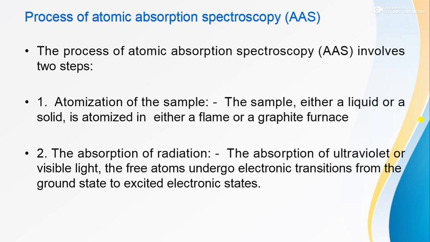Process of atomic absorption spectroscopy, AAS. The process involves two steps. 1. Atomization of the sample. The sample, either a liquid or a solid, is atomized in either a flame or a graphite furnace. 2. The absorption of radiation. The absorption of ultraviolet or visible light. The free atoms undergo electronic transitions from the ground state to excited electronic states.